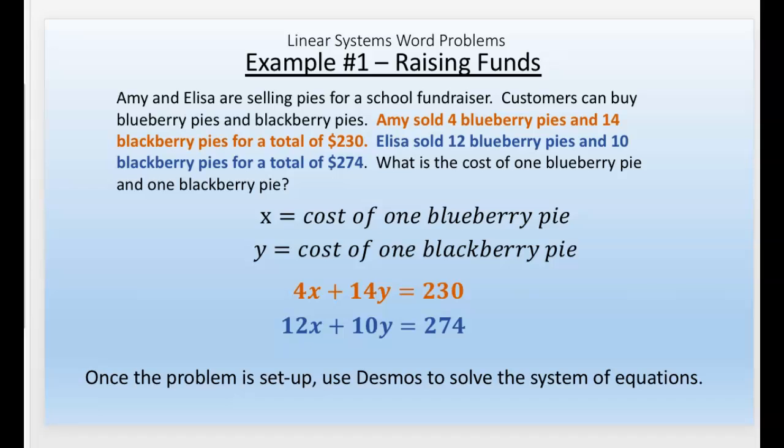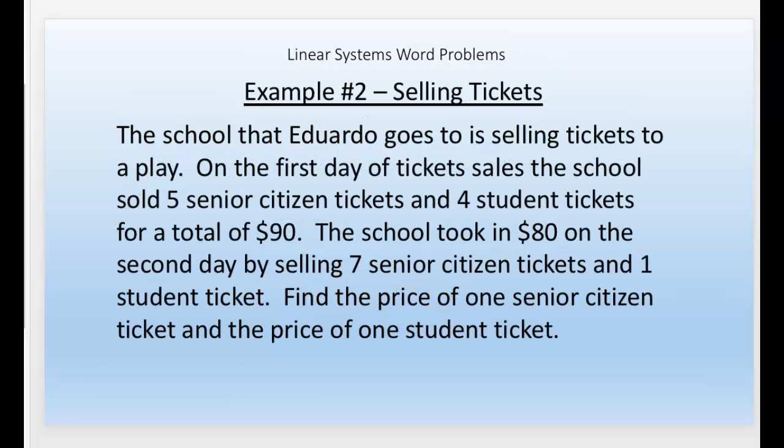Let's look at example number 2. This is about selling tickets. Eduardo goes to a school that is selling tickets to a play. The first day, he sells 5 senior citizen tickets and 4 student tickets. Collects a total of $90. The second day, the school took in $80 total by selling 7 senior citizen tickets and 1 student ticket. And they're asking, find the price of each ticket, 1 senior citizen and 1 student.